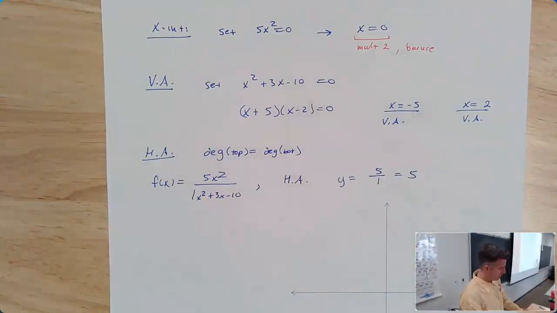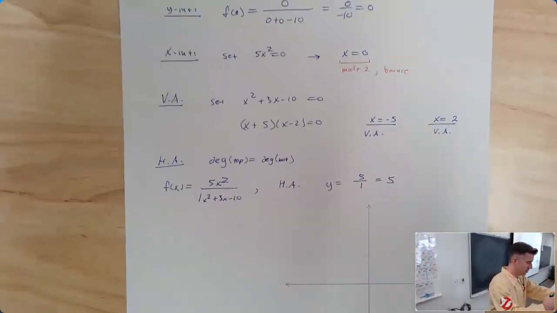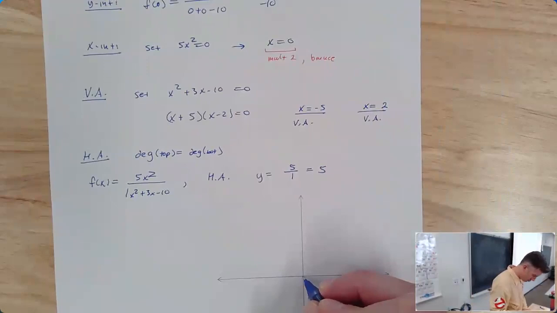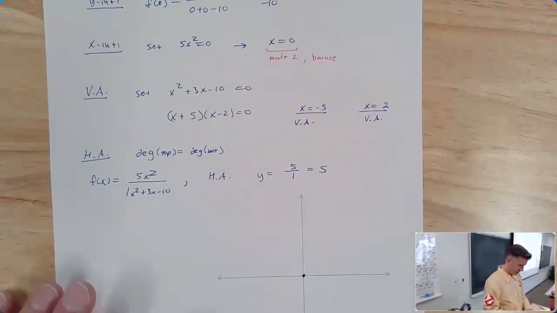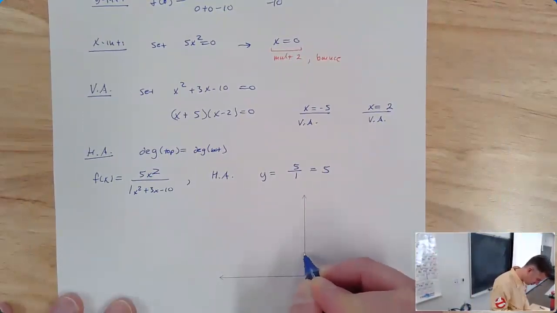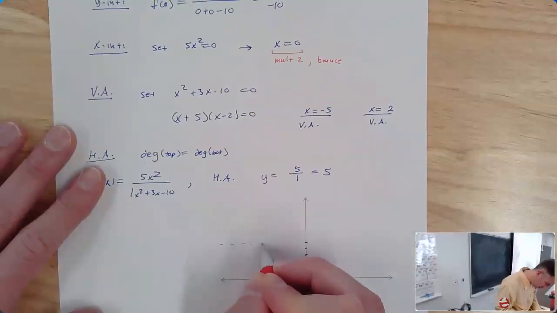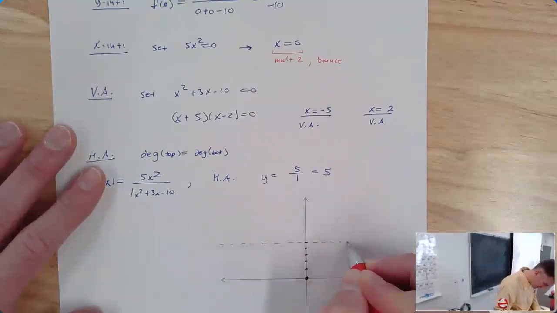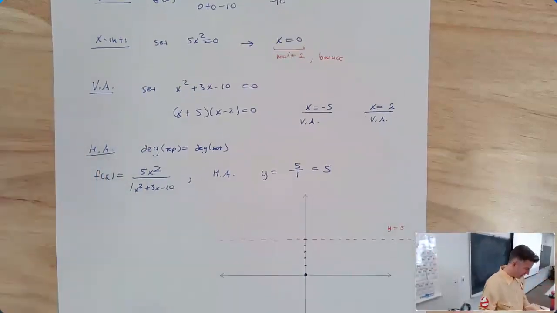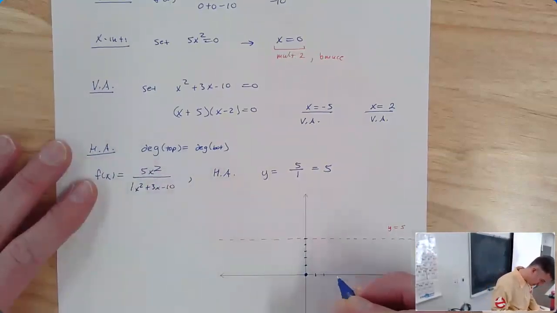Those are all the features that we have. Now we're just going to put them all on the graph. Let's zoom out a little bit here, Jim. So I've got my origin. I've got some big values here, so I'm going to make my marks a little smaller. 1, 2, 3, 4, 5. There's my horizontal asymptote at 5. And then I have vertical asymptotes at x equals positive 2 and negative 5.